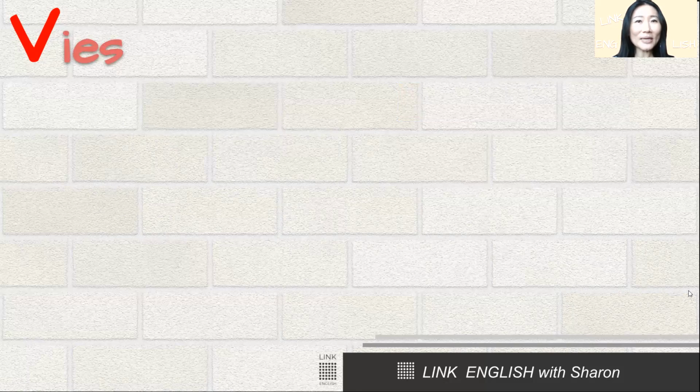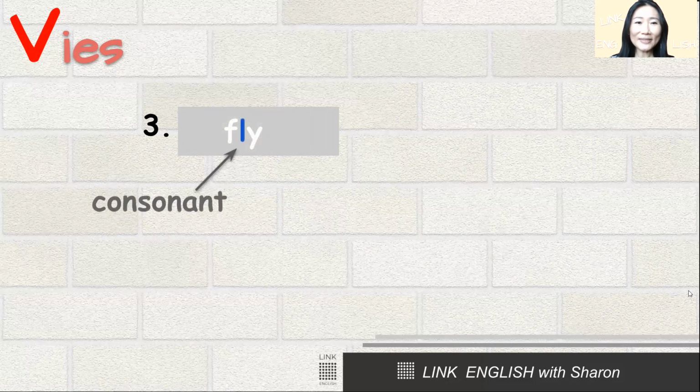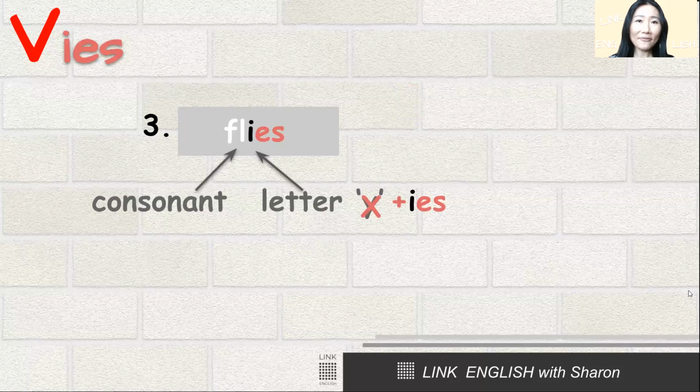And sometimes we need to add IES. Look at fly. If you see a consonant letter with letter Y, what do we do? Delete Y and add IES. Fly becomes flies.